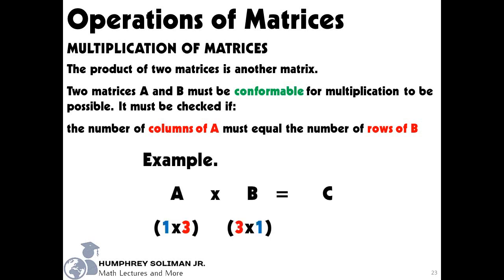An example below shows the order of matrix A and matrix B. You can see that the number of columns for matrix A is the same as the number of rows of matrix B. Also the order of the resulting matrix is the number of rows for matrix A, and the number of columns of matrix B. Always remember, if ever two matrices are not conformable, multiplication is not possible.